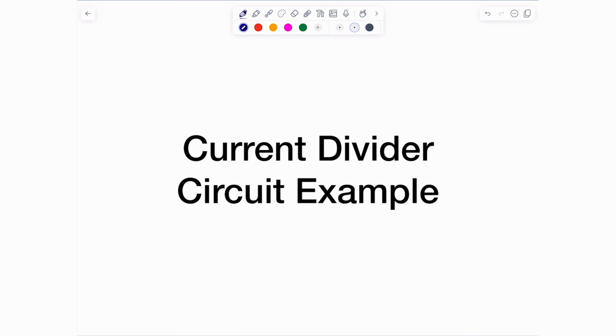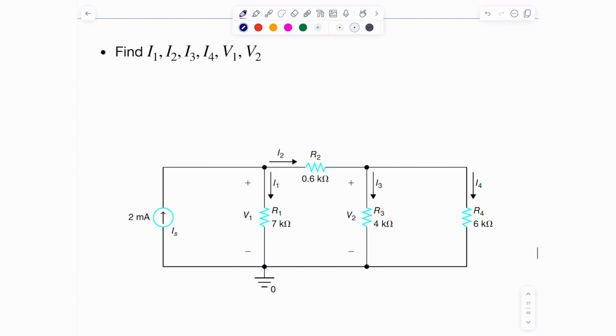In this example, I'll show you how useful current division is. So I'll restrict myself to using current division and maybe some simple resistor combinations to solve this circuit in here. This circuit contains one current source, a 20 milliamp current source, and a bunch of resistors: R1, R2, R3, and R4. And we're asked to compute a bunch of currents and voltages.